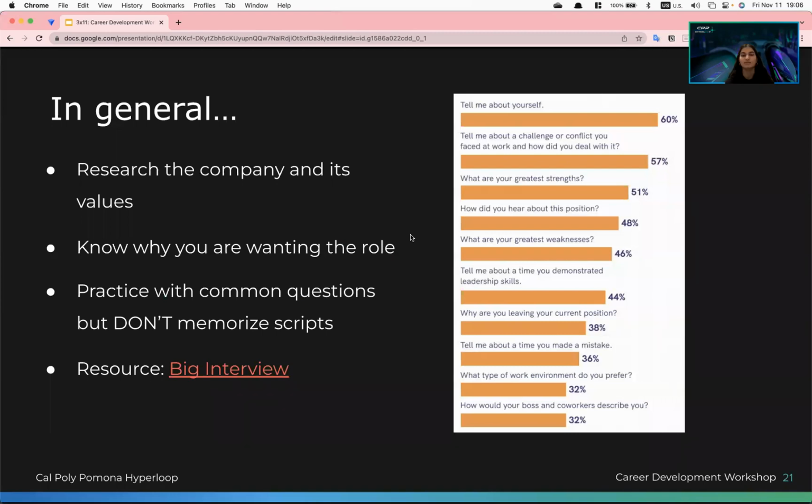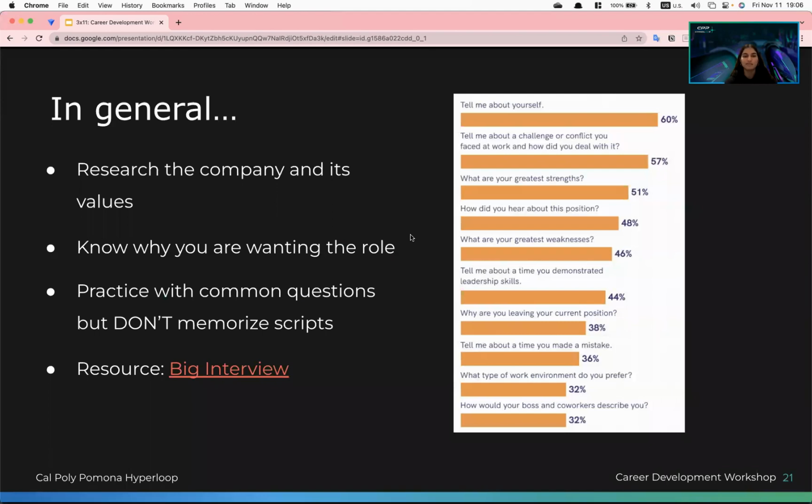So if they were to ask you specifically, why do you want to work for that company, you'd know what the values are and can explain it. You also want to know why you want the role specifically: what interests you in it, what you're excited to learn about it, what you know about it, and what further you can learn about it.